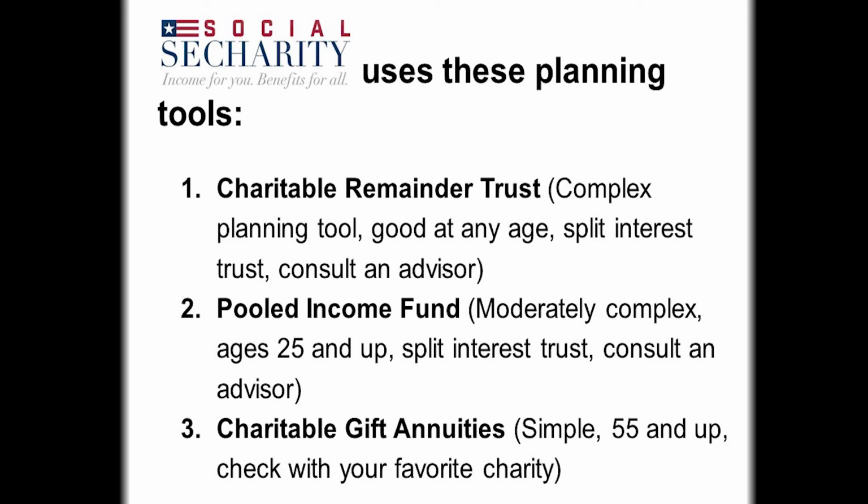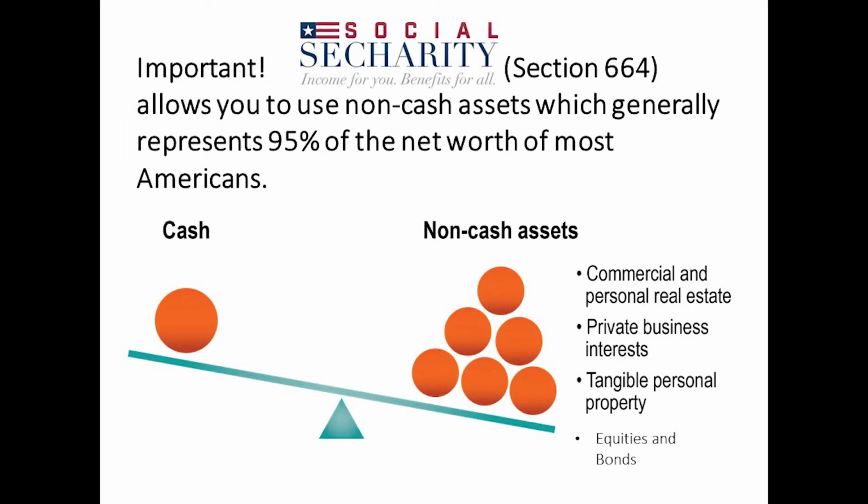What's really important about Social SeCHARITY in Section 664 is that you can use non-cash assets to do planning with them. And these generally represent 95% of the net worth of most Americans. The non-cash assets are your commercial and personal real estate, private business interests, tangible personal property, equities, and bonds. It's important to note that when you're using a private business interest, for example, the same thing is true with all of them: you need to have a proper appraisal done for tax purposes by a bona fide appraiser, whether it's real estate or a private business interest or even tangible personal property.